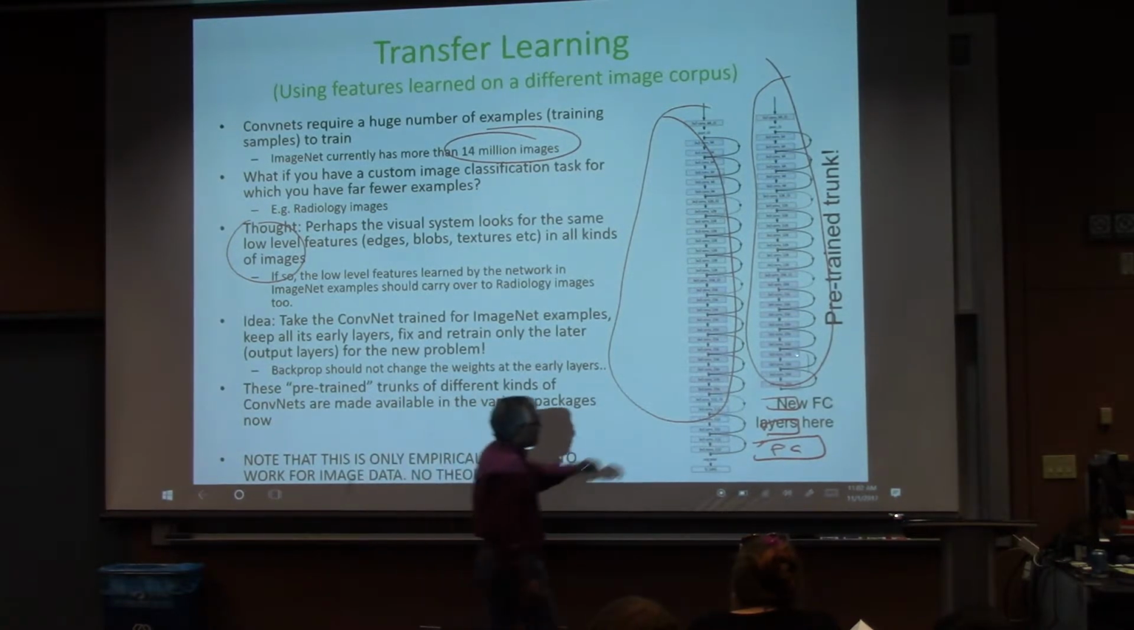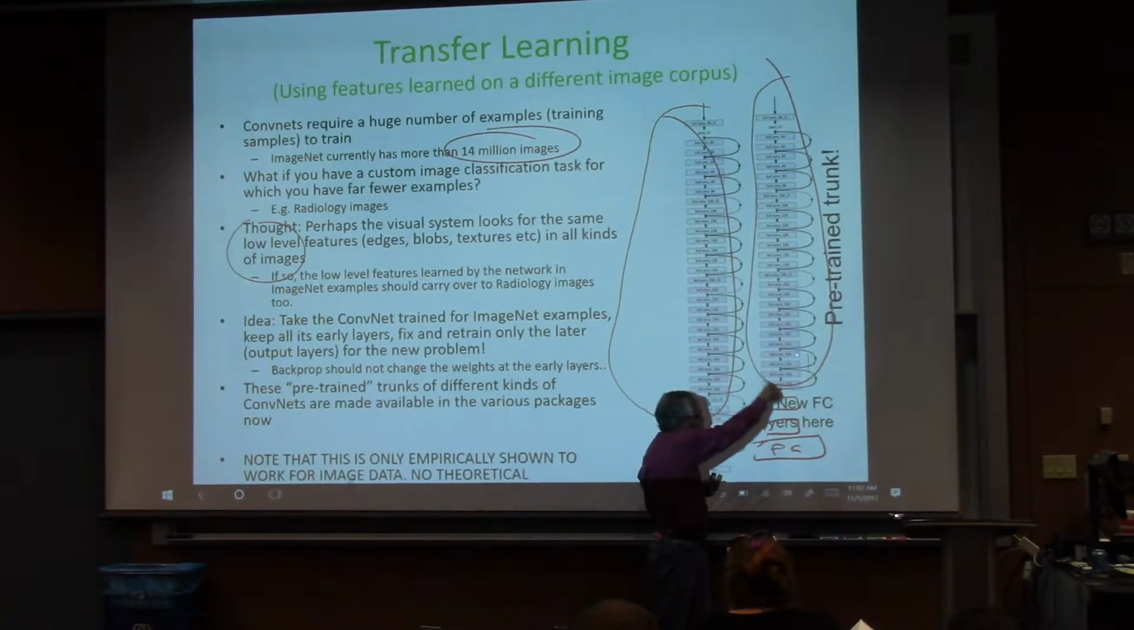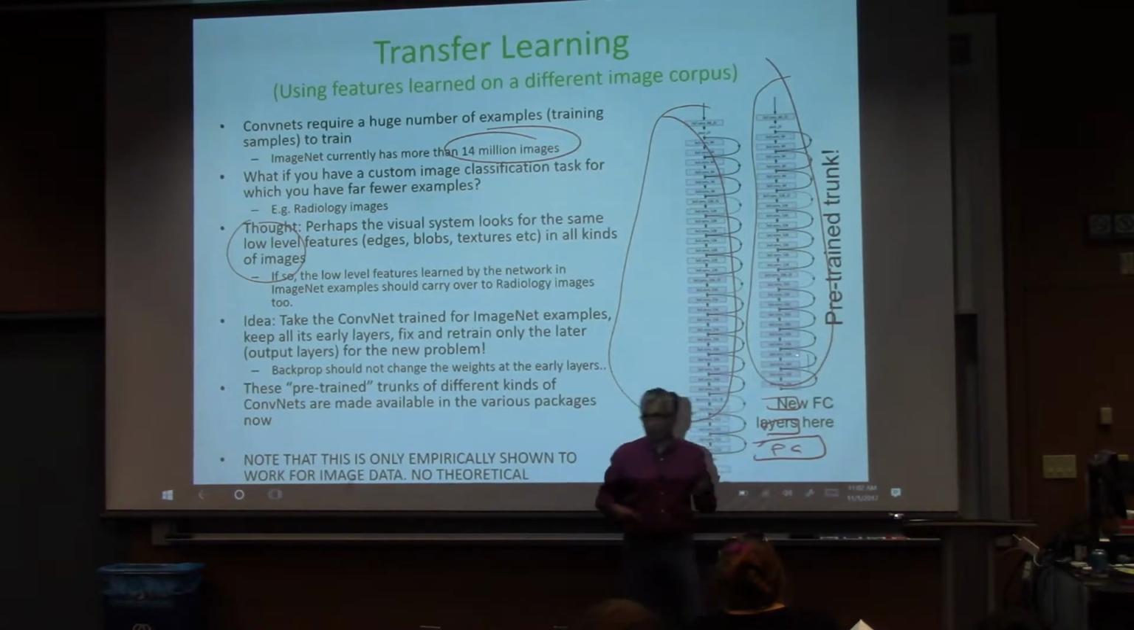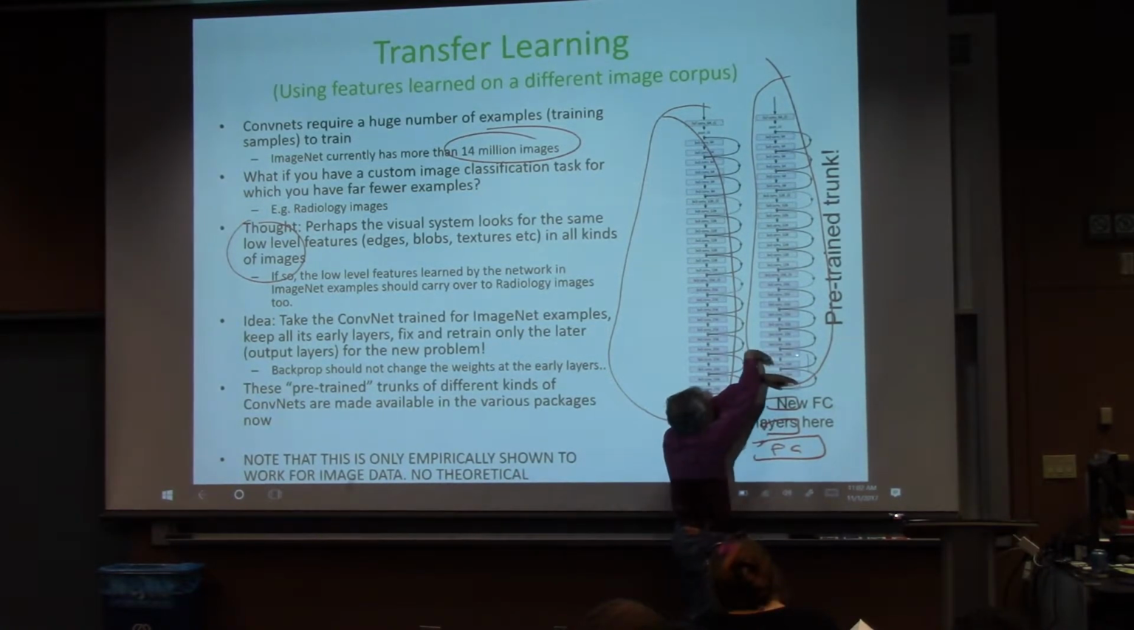So right now you have this huge, deep network, and I'm going to show my radiology images at the top. They will go through here and become some random higher-level features, and then these layers, both convolutional and fully connected, will learn the weights there. So in the backpropagation phase, you are essentially fixing all these weights. You are not letting them change.